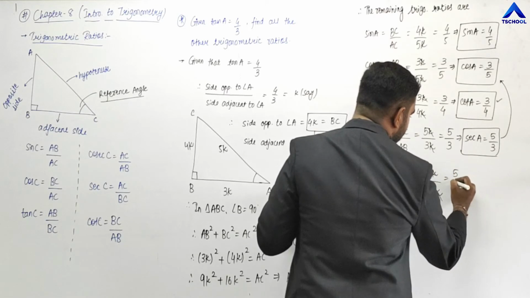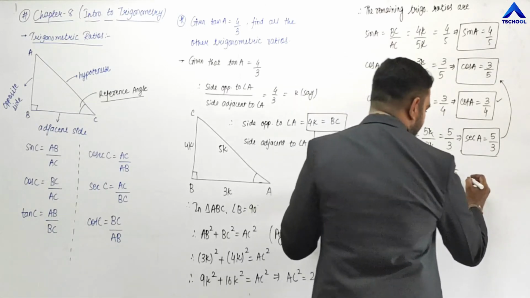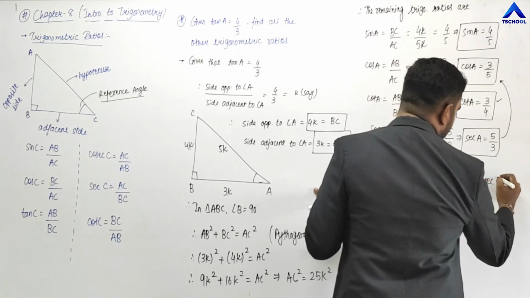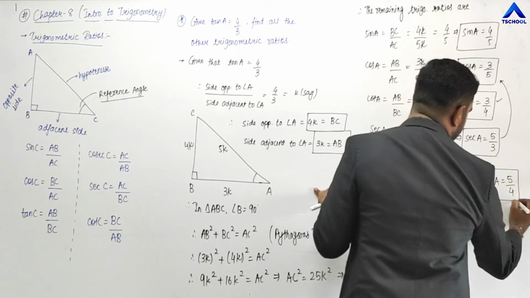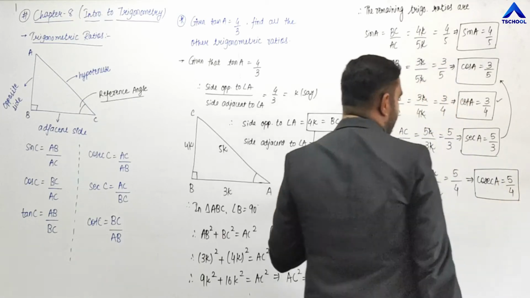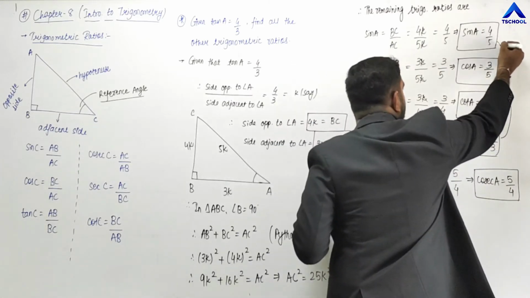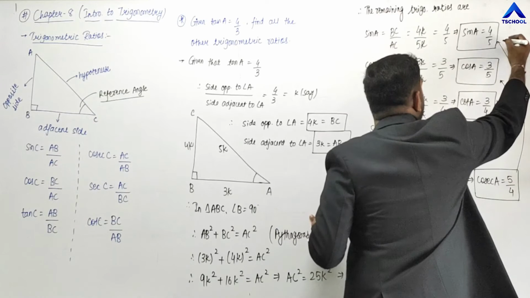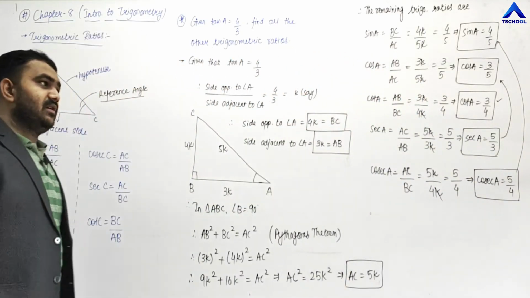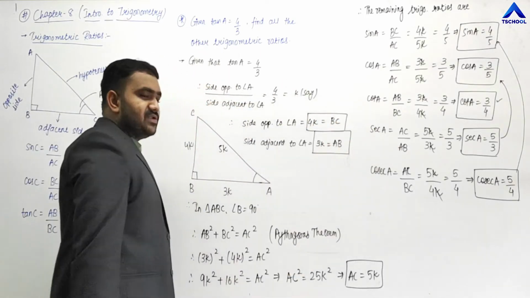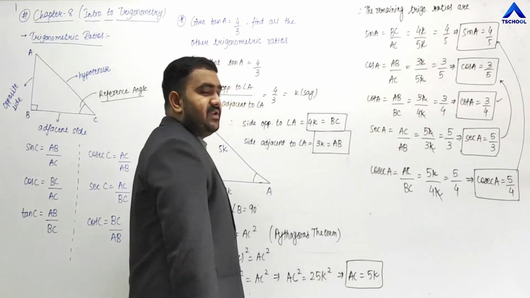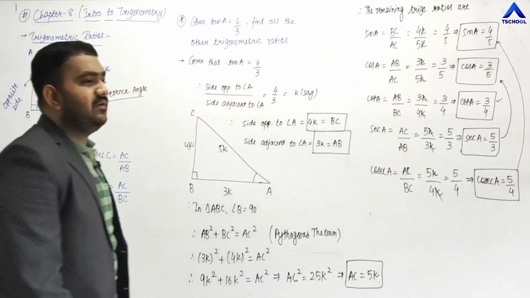K and K can be cancelled, which equals 5 upon 4. So this implies cosec A is equal to 5 upon 4. Is it clear? So we got the fifth ratio also, and as we can see here, sine and cosec are also inverses of each other, or reciprocals of each other. So that confirms that tan and cot are reciprocals of each other, cos and sec are reciprocals of each other, and sine and cosec are reciprocals of each other.